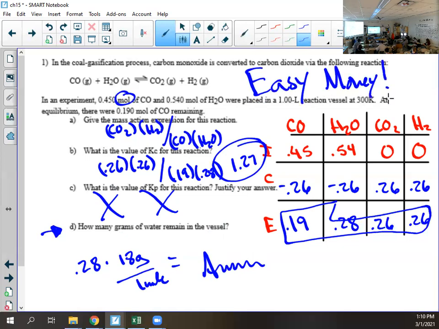Easy money, my friends. That is over half of the chapter.